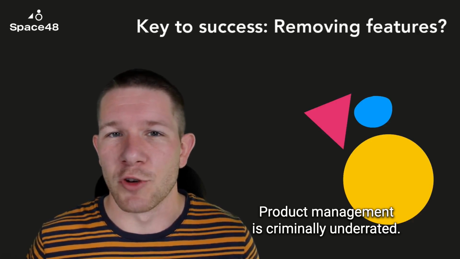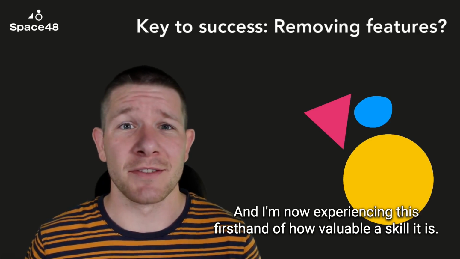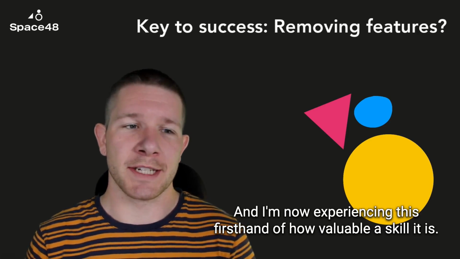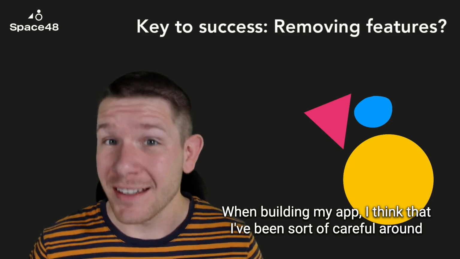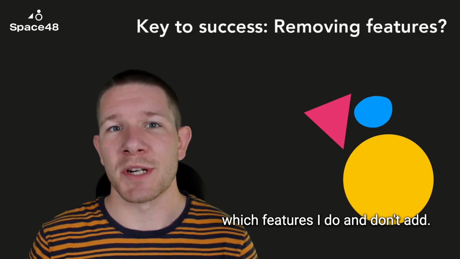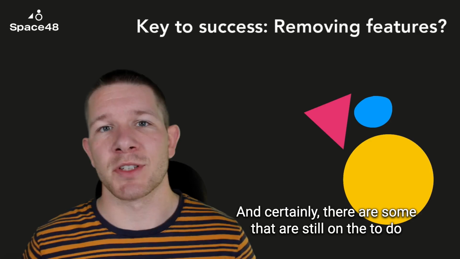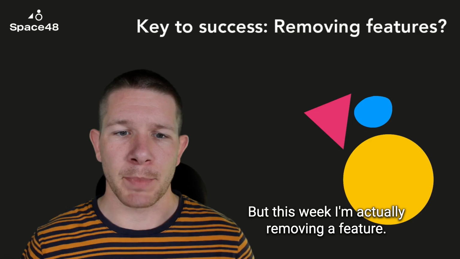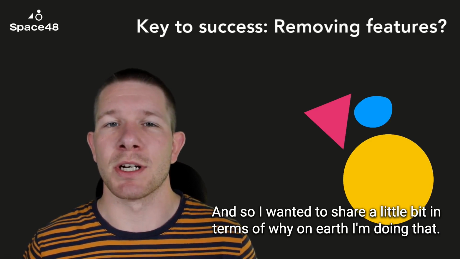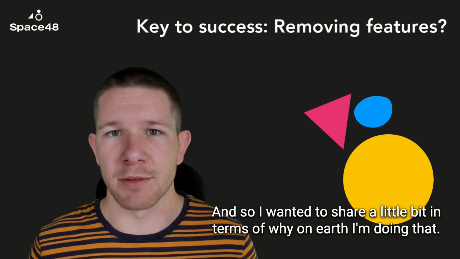Product management is criminally underrated, and I'm now experiencing this firsthand of how valuable a skill it is. When building my app, I think I've been careful around which features I do and don't add, and certainly there are some that are still on the to-do list, the wait and see list. But this week I'm actually removing a feature, and I wanted to share a little bit of why on earth I'm doing that.